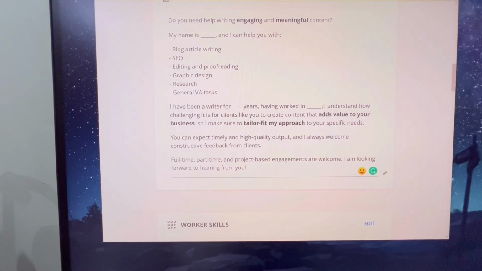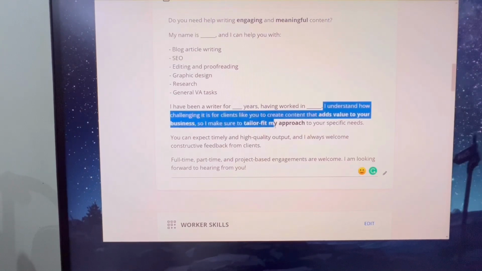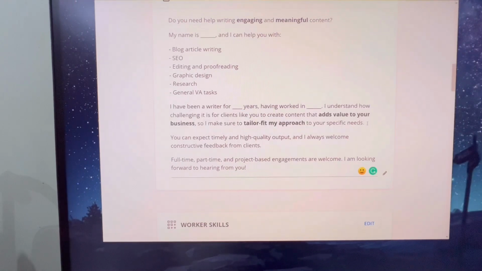And then next is, try to write a sentence that you think will make you stand out from other writers. Here I wrote, I understand how challenging it is for clients like you to create content that adds value to your business, so I make sure to tailor fit my approach to your specific needs. Basically, you're showing that you're not just a good writer, but at the same time, you have the ability to really listen to what the client needs and wants, and customize your output in order to meet the client's expectations.